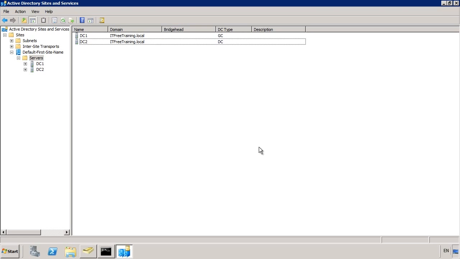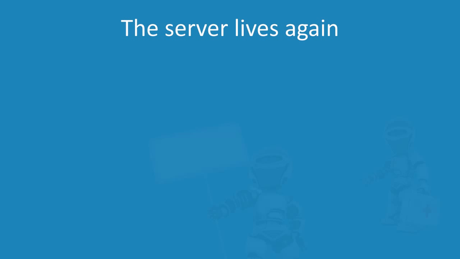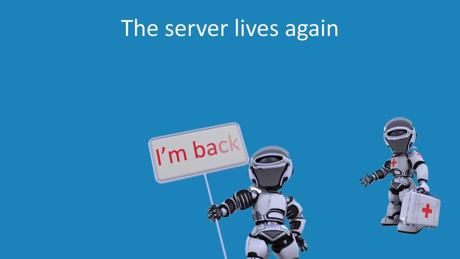This covers how to seize an operational master role and how to remove the Active Directory configuration for that domain controller after the operational master role has been seized. But what happens if after you seize the role, you manage to recover the server? The important thing to remember is to not put the server back on the network.